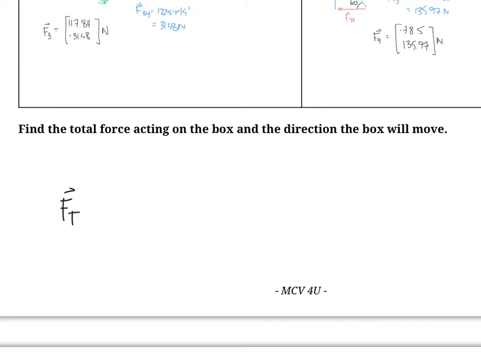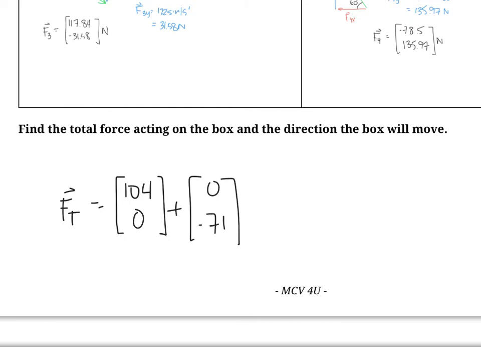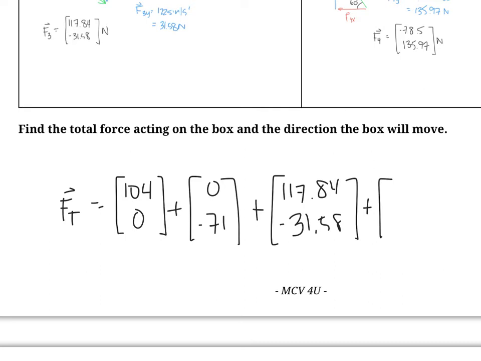So now we're asked to find the total force acting on the box. So we basically just need to add up our 4 vectors. And now that we have them all in terms of the components, we can do that in the same way we've done previous questions. So we're going to add F1, which is 104 and 0. We're going to add to that F2, which is 0 and negative 71. We're going to add to that F3, which is 117.84 and negative 31.58. And lastly, plus negative 78.5 and 135.97.